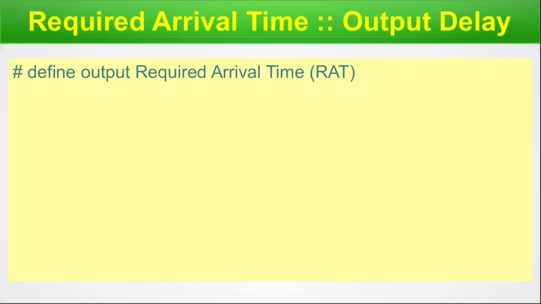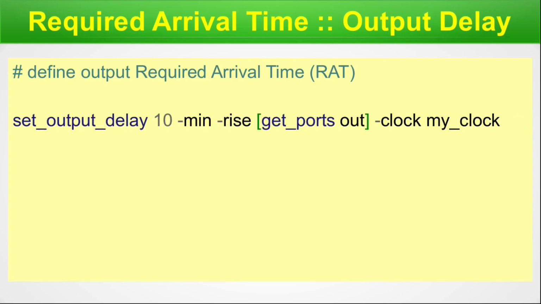Required arrival time, that is output delay. In this slide, I will exemplify the command to define the required arrival time, that is output delay. Here goes our example. Define the output required arrival time, that is RAT. Set output delay 10, then we use dash min for minimum and rise, and then we use get ports of out and clock name my clock.